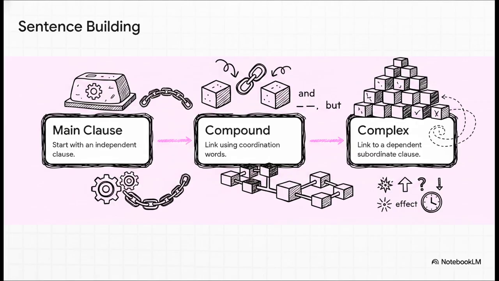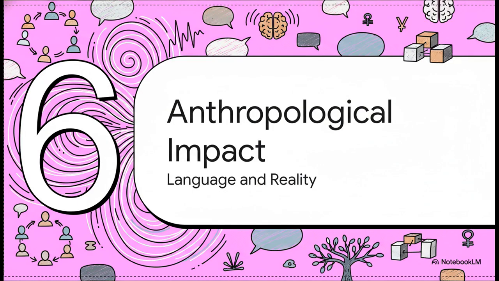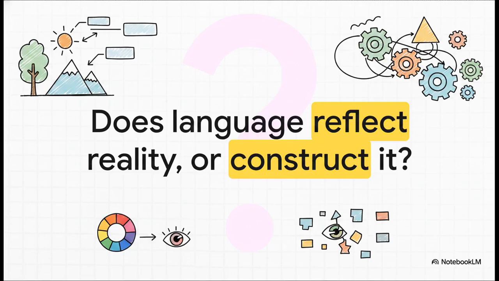By endlessly stacking and embedding these clauses, humans can communicate unbelievably nuanced relationships about cause, effect, time, and condition. Finally, Section 6, the anthropological question. We've covered the evolution, the sounds, and the architectural rules of language. But why does all this actually matter to the broader study of humanity?